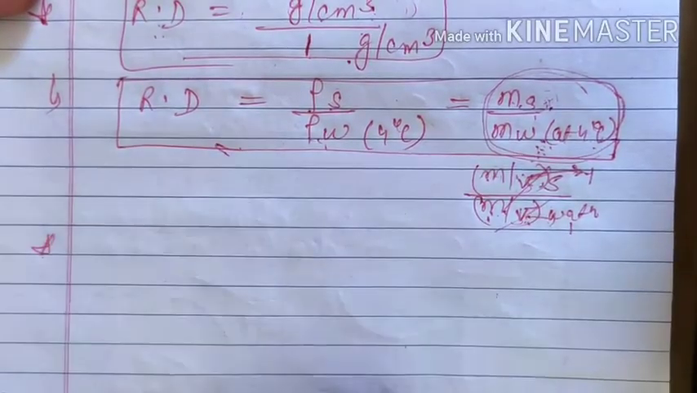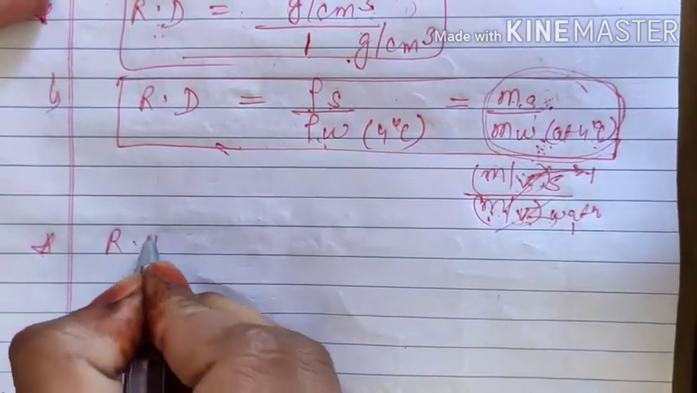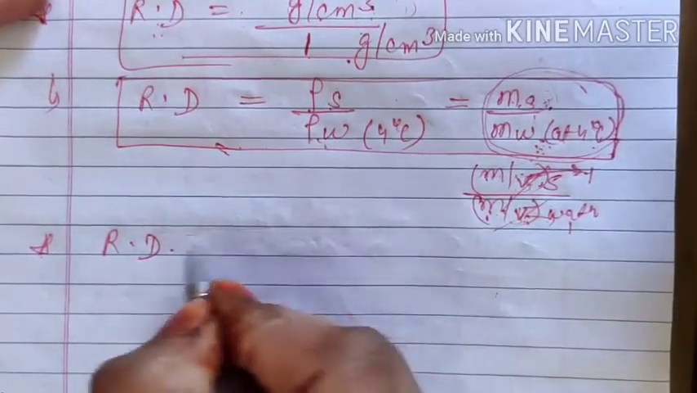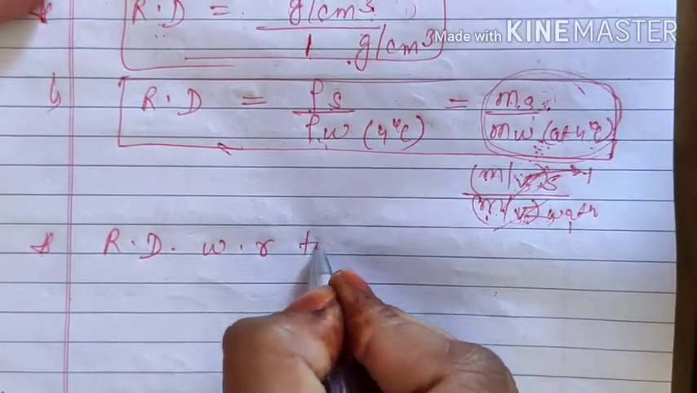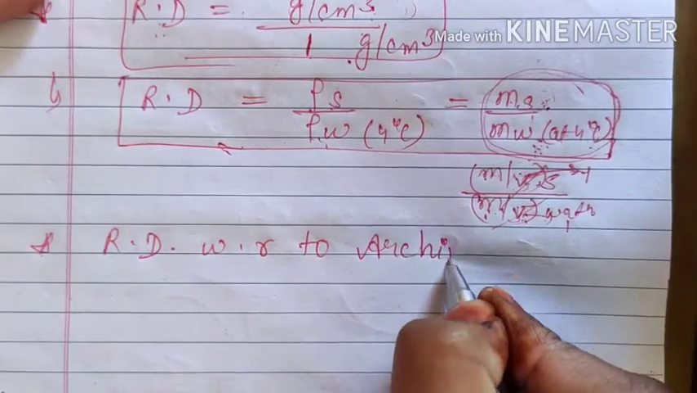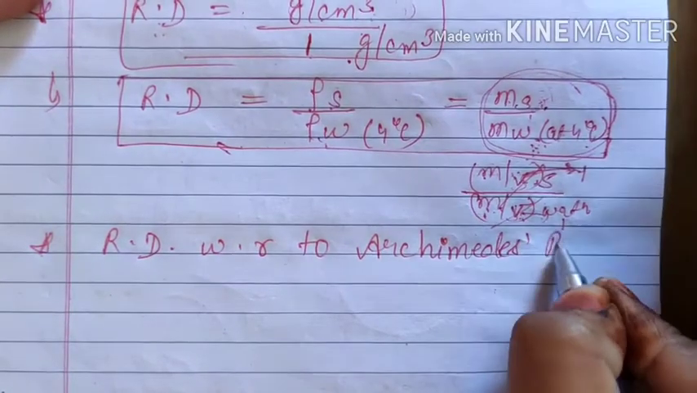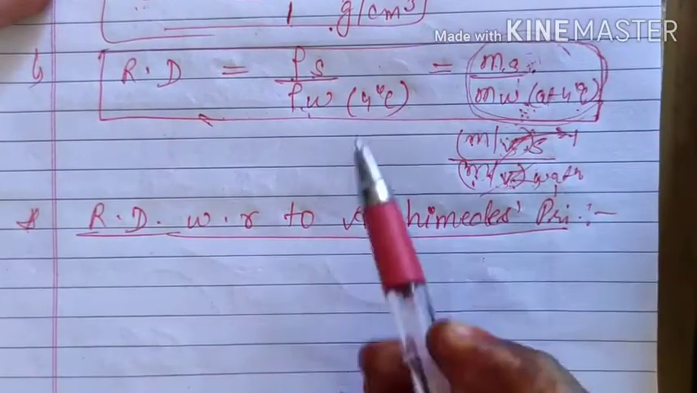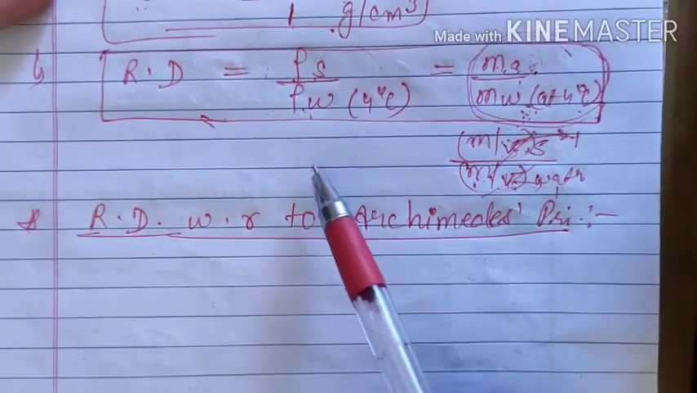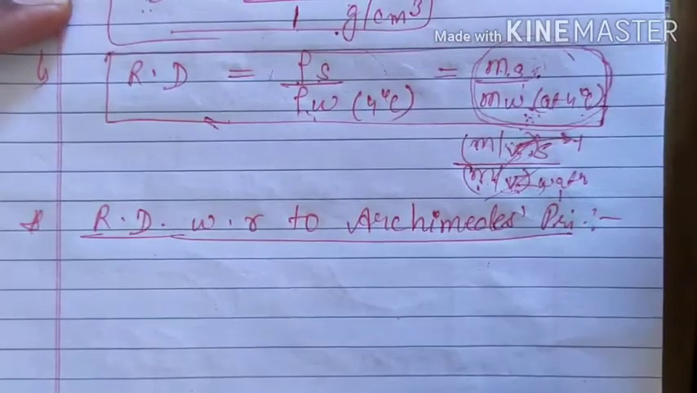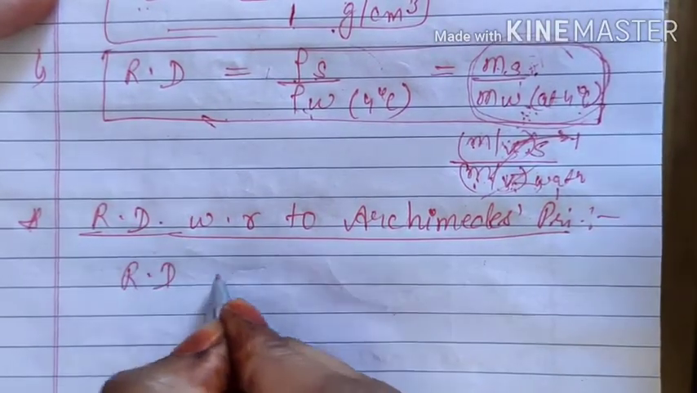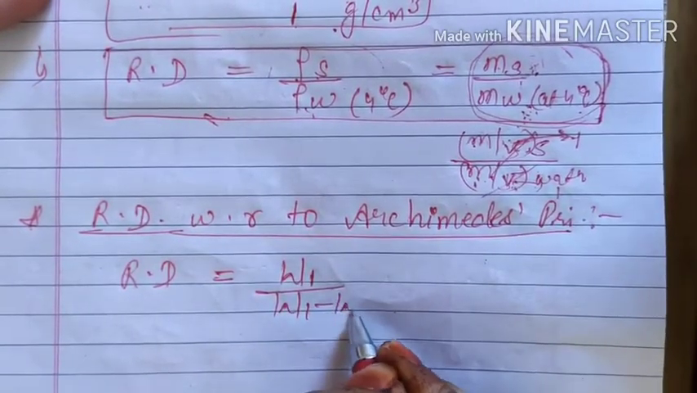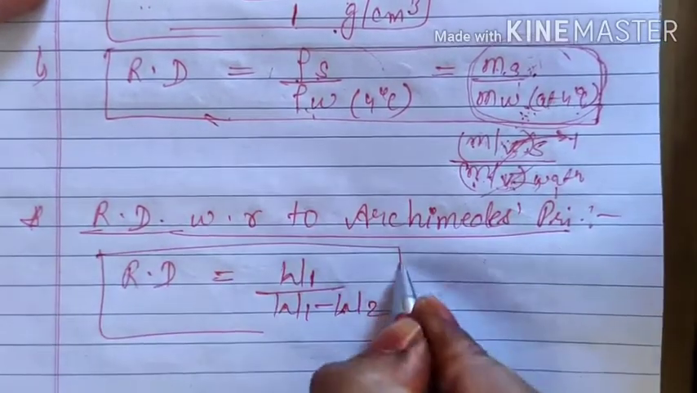Okay, now our next topic is we will see the relative density itself again, but with respect to Archimedes's principle. Suppose you do not have the density of the solid or water and you are given the weights of the objects, then how will you calculate? Already we have seen here. First I will write the formula W1 upon W1 minus W2. Nothing is new here, same as we have learnt already.